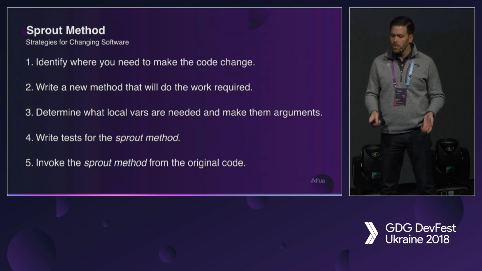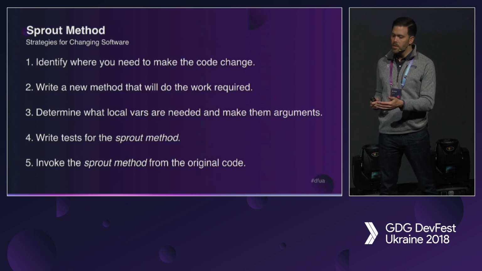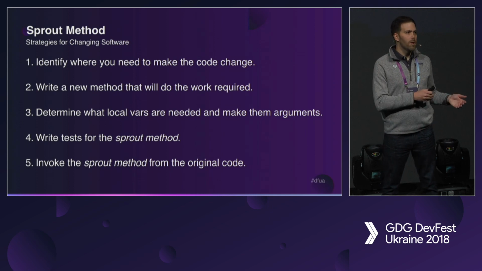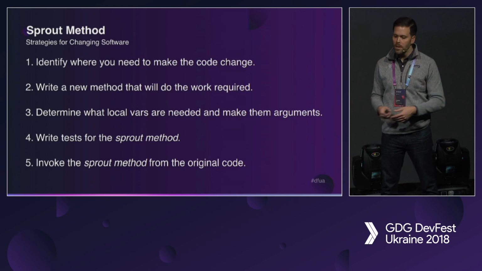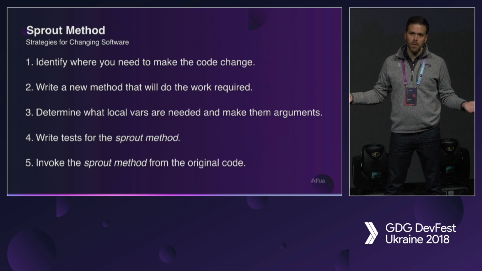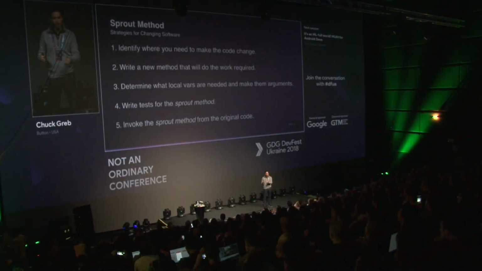Okay. So just to summarize real quick, sprout method: you want to identify where you're going to make the code change, and then create a new method that does the work required. Whatever local variables that change was going to interact with become arguments to that new method, and then you can write tests for your new code, and you don't have to worry as much about breaking existing code that was already there. More importantly, if this is a long and complicated method, you don't have to write tests for every single code path in that method. You can focus on testing the new code that you've added in isolation.